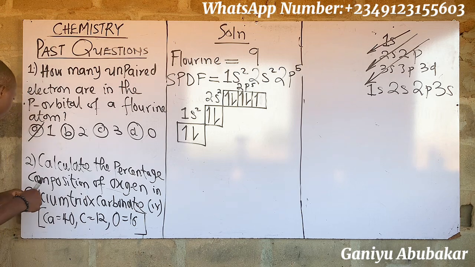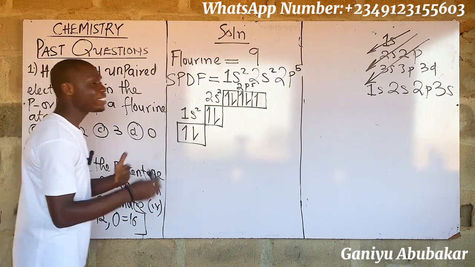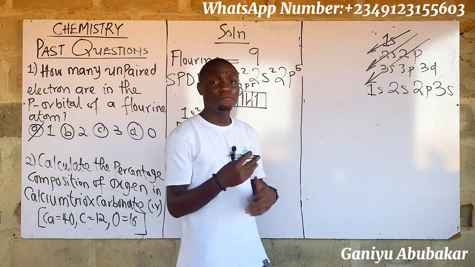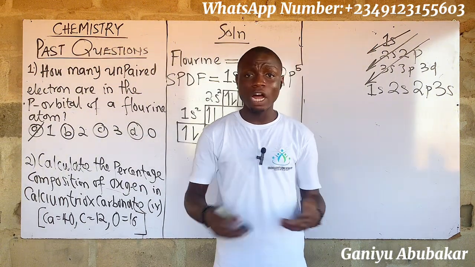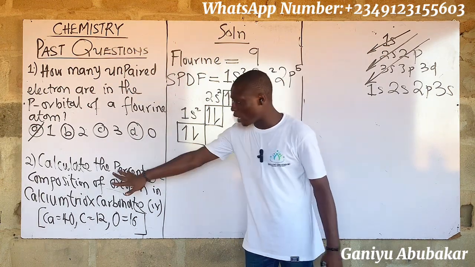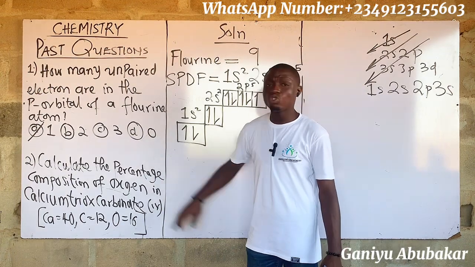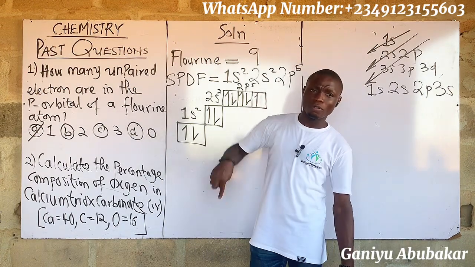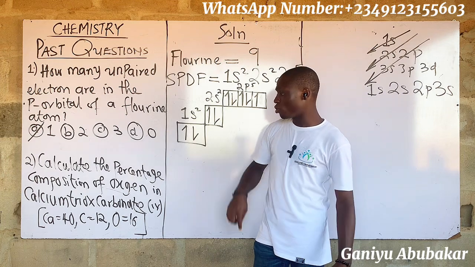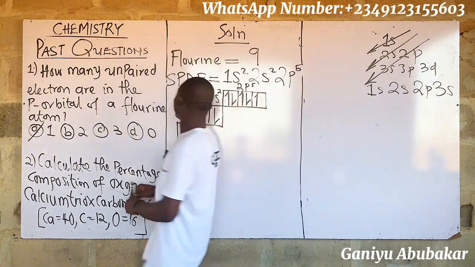Number 2 says calculate the percentage composition of oxygen in calcium trioxocarbonate IV. Now your ability to solve this depends on whether you can write out the compound. I did a video on how to write and name compounds. If you can't write it, you fail this, because they expect you to write the compound here, and from that compound you should get the percentage composition of oxygen.